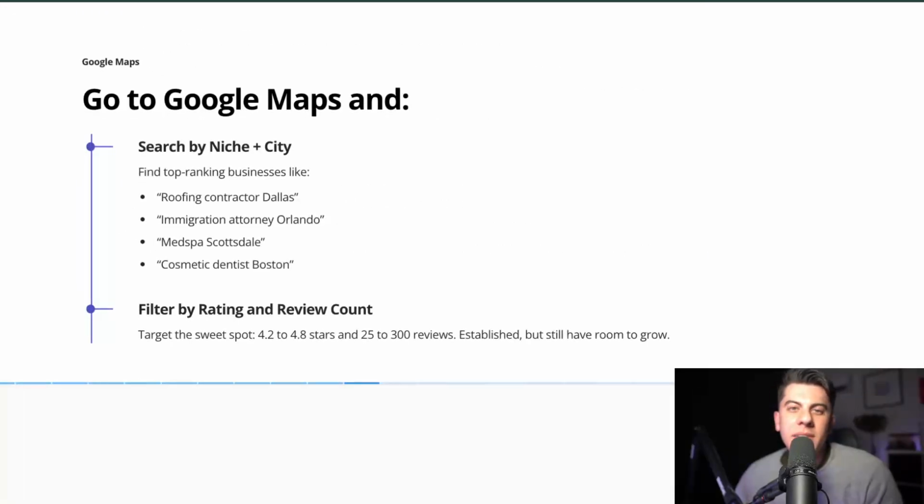Go to Google Maps and type in a specific niche and location. For example, roofing contractor, Dallas; immigration attorney, Orlando; med spa, Scottsdale; cosmetic dentist, Boston. You can literally do this for any local business. What you'll see are top ranking businesses in that area. These are people who already have traffic and customers finding them organically. And that's exactly who you want. They're already visible. They just need help converting that visibility into booked clients.